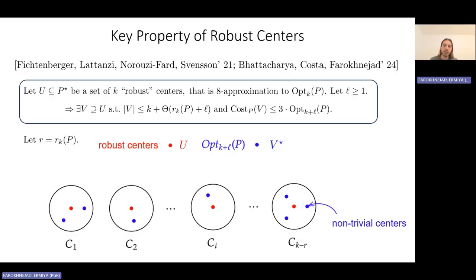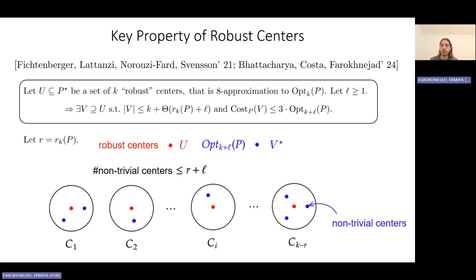All right, now consider the solution U and insert all of the non-trivial centers to U. First of all, it's easy to see with some easy counting argument that the number of non-trivial centers is at most R plus L. So the number of centers that we are inserting to U is at most redundancy plus L. So the size of V, which is U plus all of these non-trivial centers, is small.